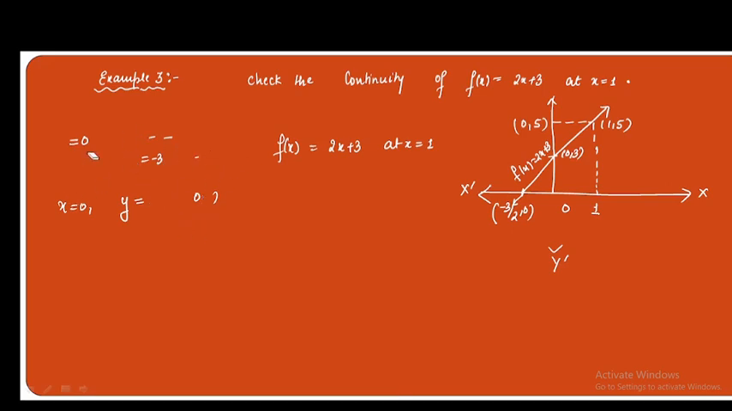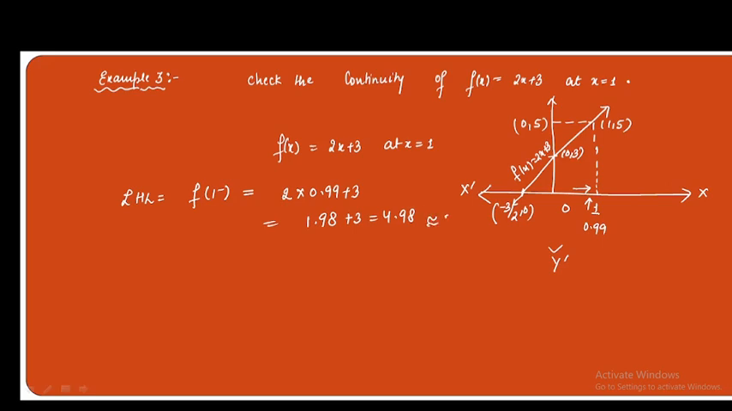Now we have drawn the graph, everything is done. Next thing is what? Let's take LHL, which is f of 1 minus, right? You are approaching 1 from the left hand side. Let this value be 0.99. Then you will write like this: 2 into 0.99 plus 3. This is 1.98 plus 3. This is 4.98, which is close to 5, right?